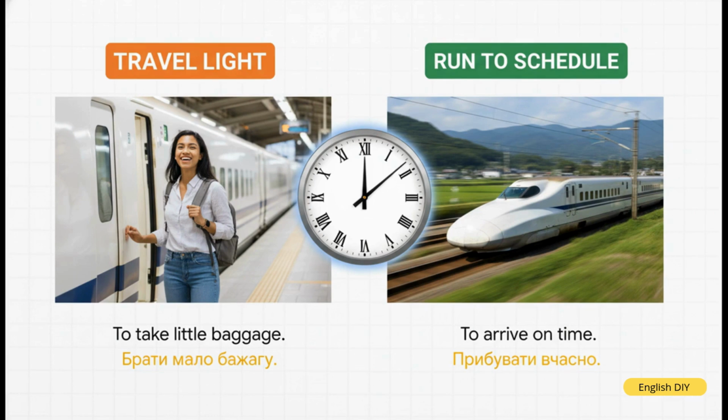The second phrase is run to schedule. Run to schedule. This means to depart and arrive exactly on time. So a good example would be, in Japan, the trains always run to schedule.